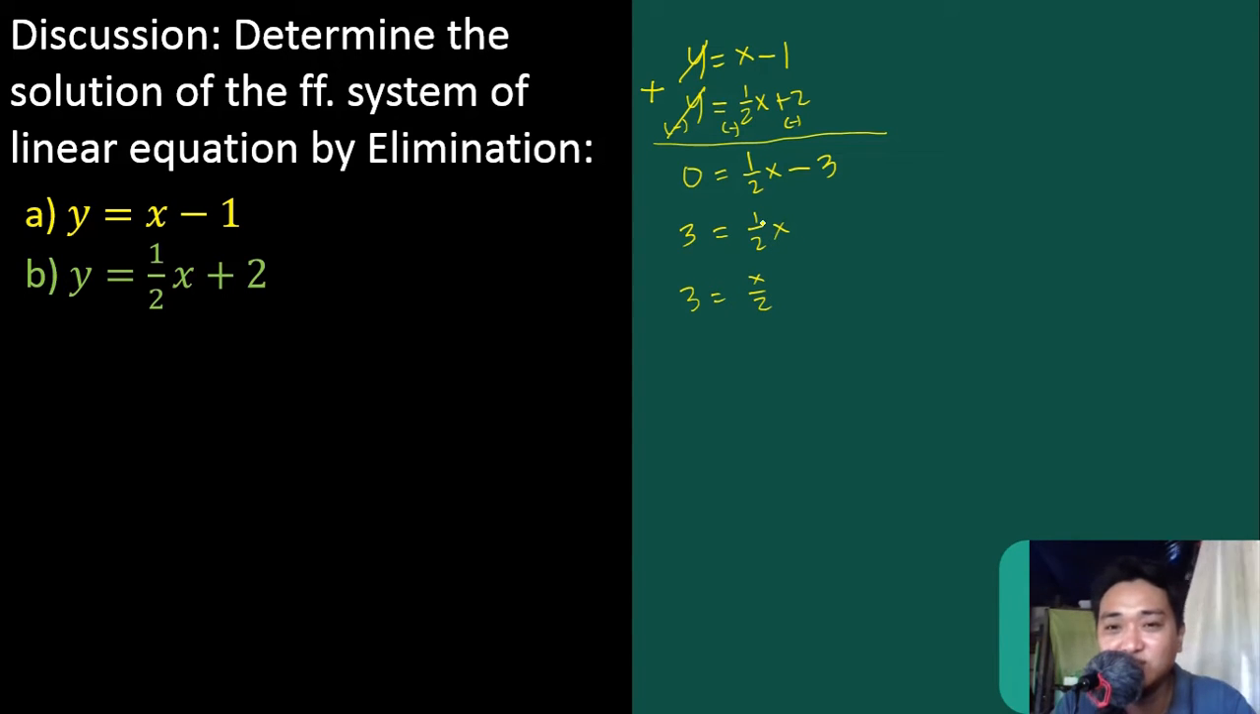Again, bakit x over 2? Kasi minultiply natin si 1/2 at saka si x. So here, we can make use of the cross multiplication or simply multiply both sides by 2. So x over 2 times 2, cancel yan. Tapos 2 times 3, this becomes 2 times 3, right? So 2 times 3 is equivalent to x, and 2 times 3 is 6, equivalent to x, and by symmetric property of equality, that is x is equivalent to 6.